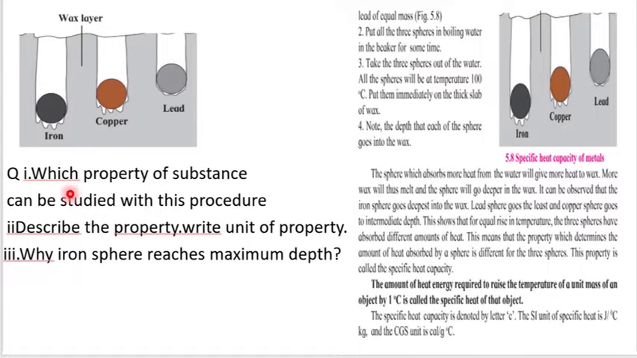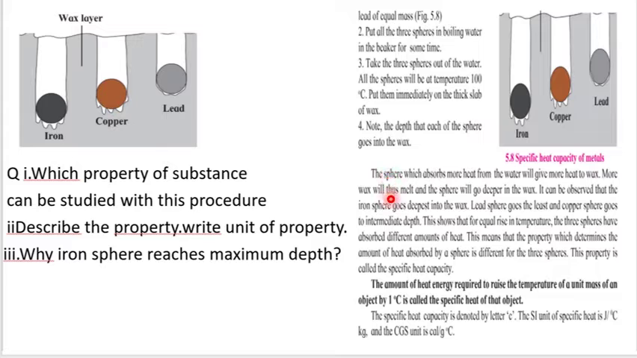Here, the questions are: which property of a substance can be studied with this procedure? Describe the property, write the unit of the property. Why does the iron sphere reach the maximum depth? Here, in this experiment, we put all the 3 spheres in the boiling water in the beaker for some time. Then put them immediately on the thick slab of wax.